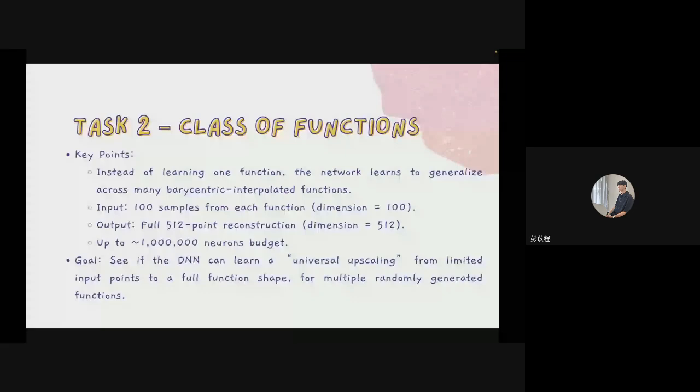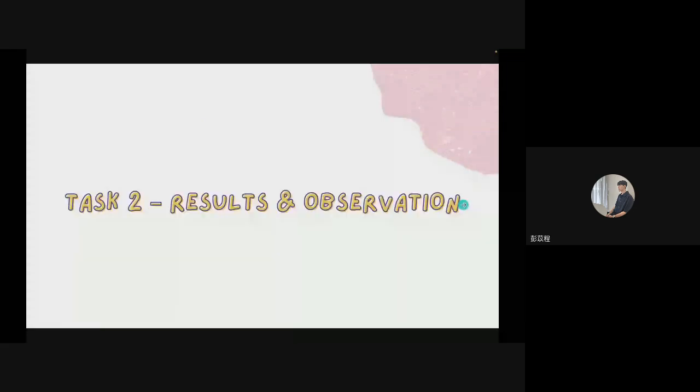And then the neural network takes a 100-dimensional subset as input and outputs 512 dimensions, using MSE loss for training. And third, we evaluate how final performance is affected by dataset size, network architectures, and activation functions.